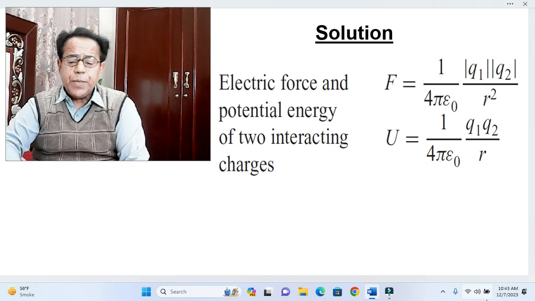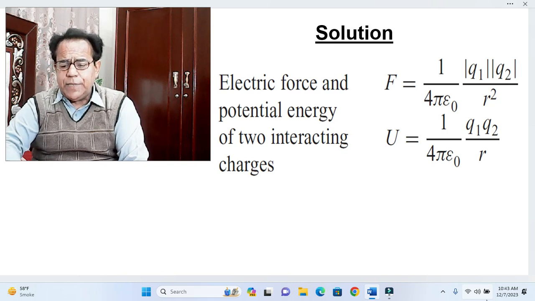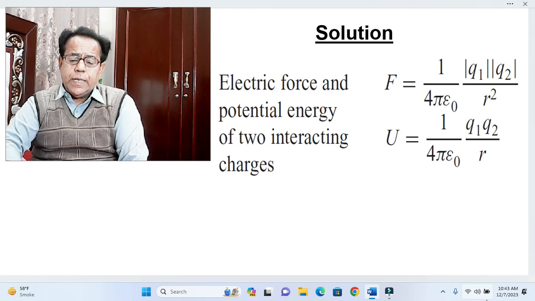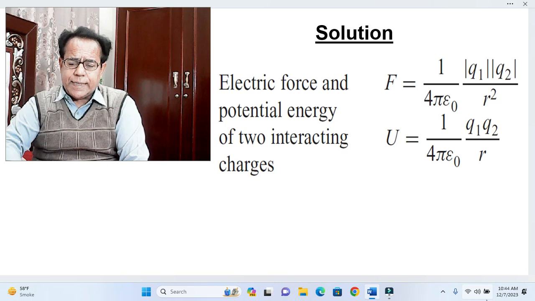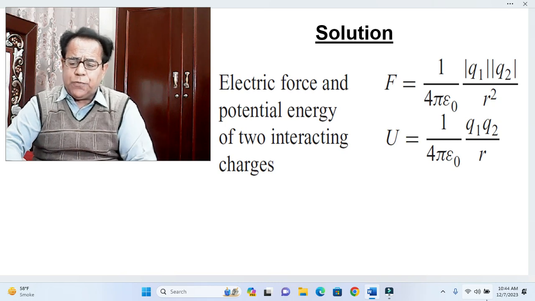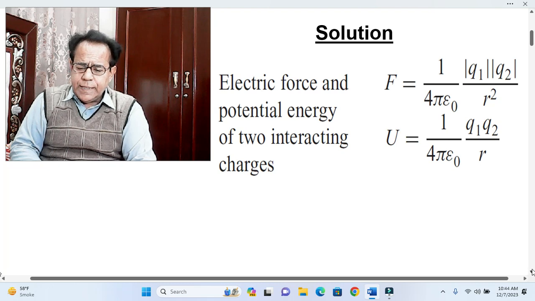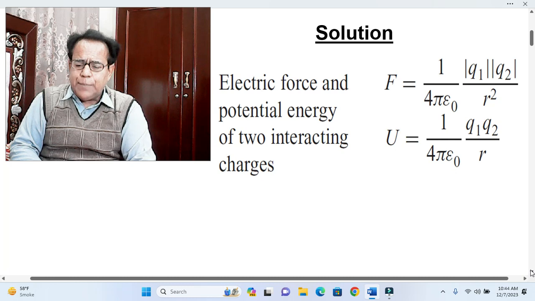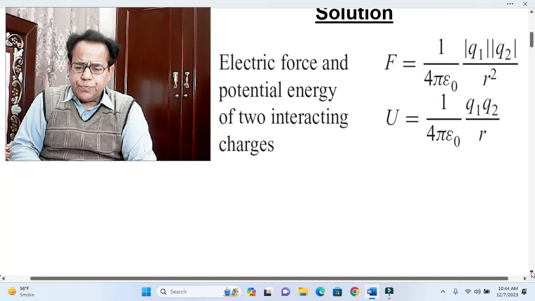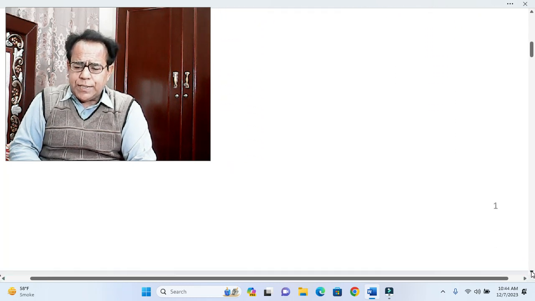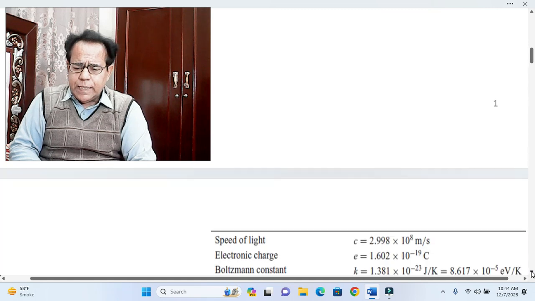Dear students, what is the difference between these two? The difference is that in potential energy, R is single, while in electric force, R is squared. This is the basic formula for calculating electric force and potential energy. However, the gravitational force formula is not yet included.